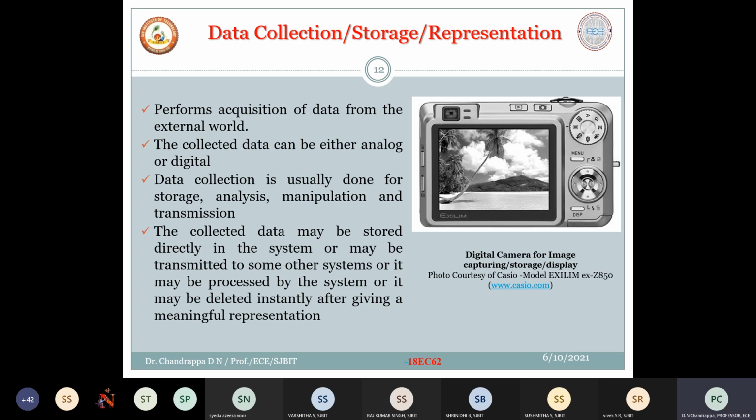these digital cameras. So the digital camera is one good example for collection of data, storage, modifications, or in the textbook the terms used are manipulations and representations, display. Okay, so this is the first purpose of an embedded system. It is collection, storage, manipulation, and representations.